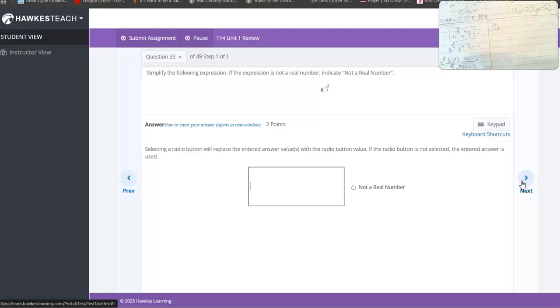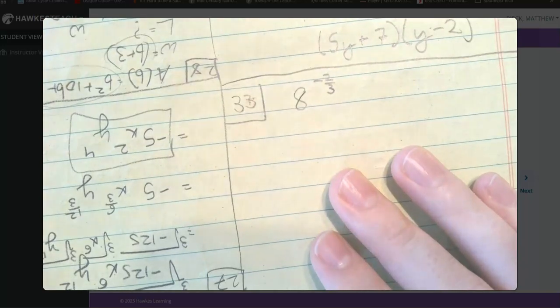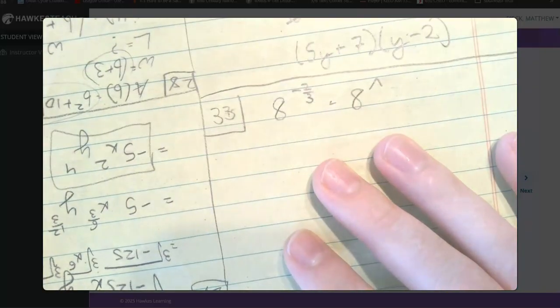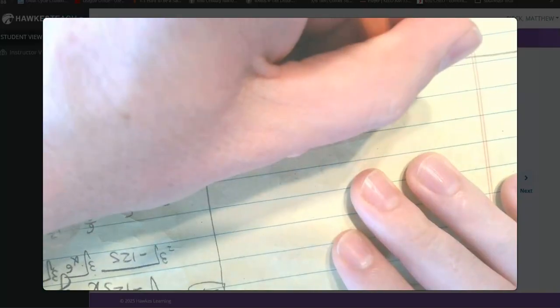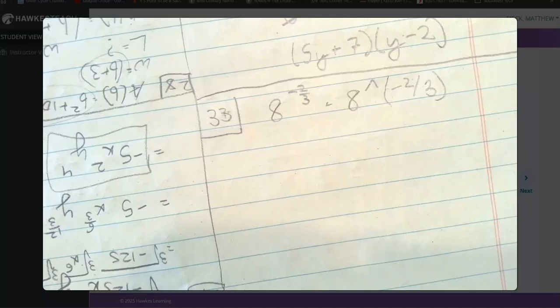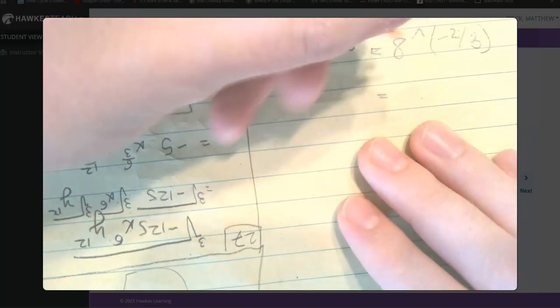All right, simplify the following expression. You have 8 to the negative 2/3. I think you should be able to just enter this into a calculator. Often the calculators I know of have the little caret symbol for the exponent, and you do want to make sure that you include the negative 2/3 in parentheses. You should be able to do that, and it should give you an answer. I'm not going to do that.